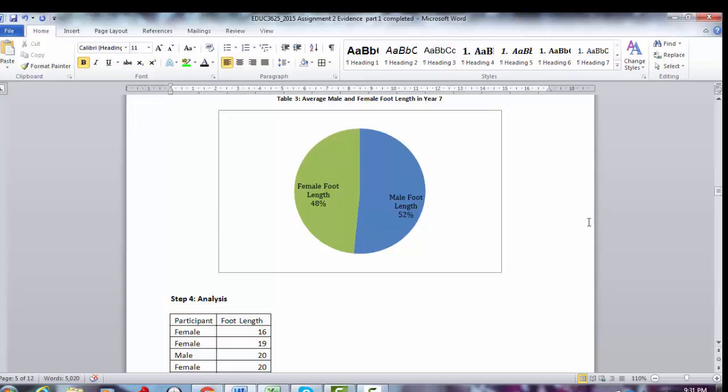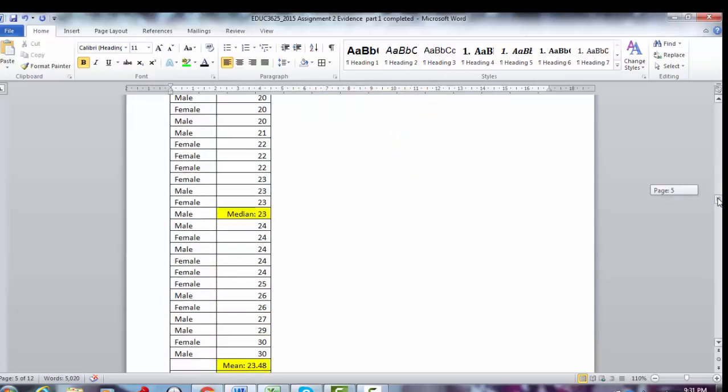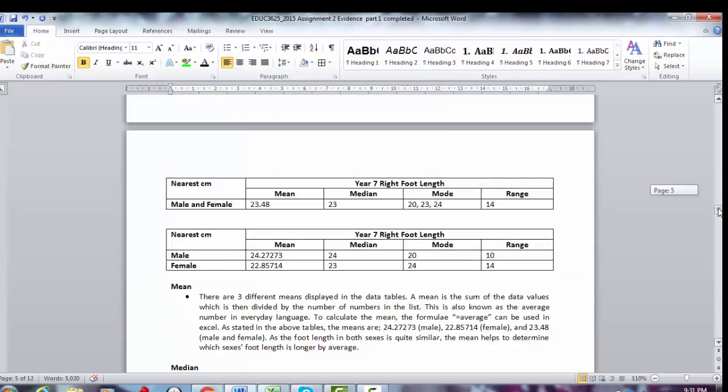So looking at the main results of the data further supports the statement of the boys having a larger foot length than girls in Year 7. The male mean foot length calculated to 24.27273 centimetres, while the female foot length calculated to 22.85714 centimetres. Yet again, the male foot length is slightly larger than the female foot length in centimetres.